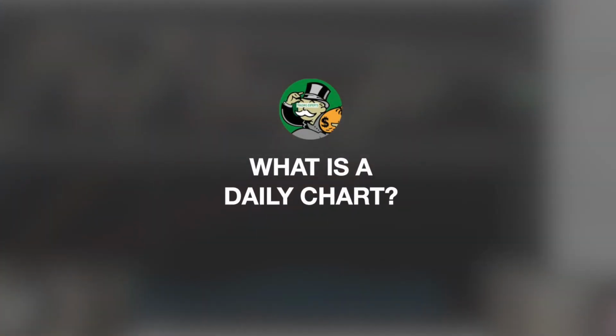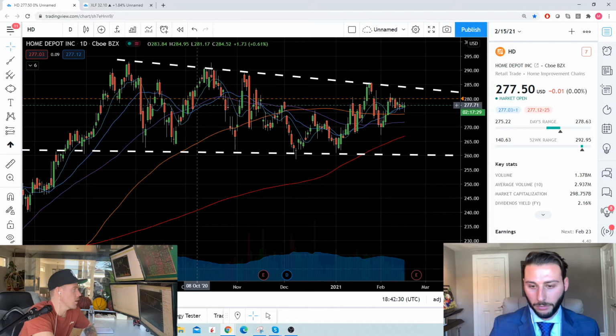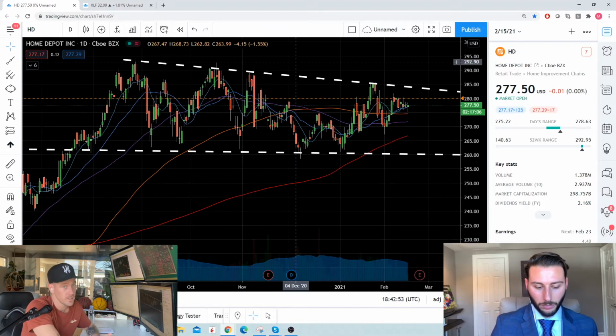And that question is, what is a daily chart? So charts come in different time frames. Whatever the time frame is, each candle, these are candles right here, each one of these guys represents that time frame. So a daily chart, each candle naturally represents a day.